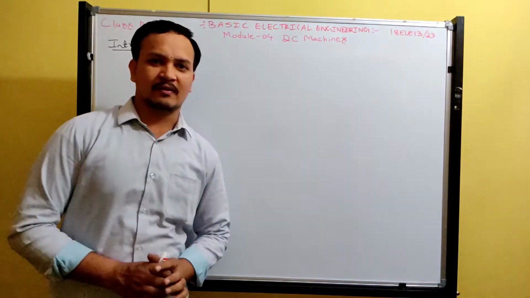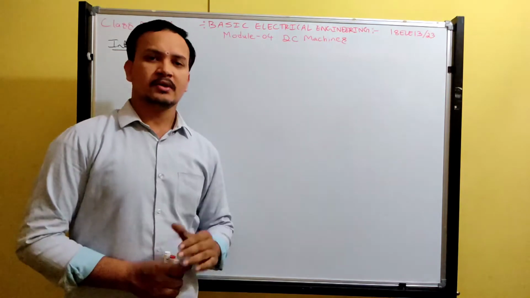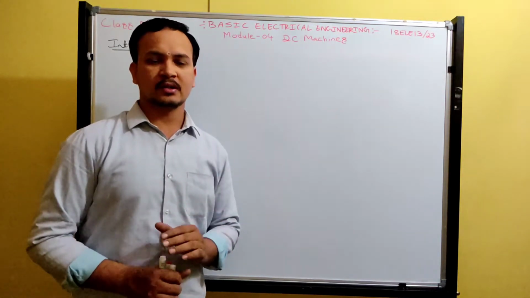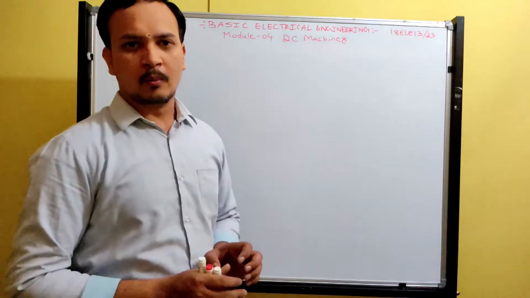So in this lecture we are going to start module 4, that is DC machines. DC machines has two parts. First part is DC generator and second part is DC motors.